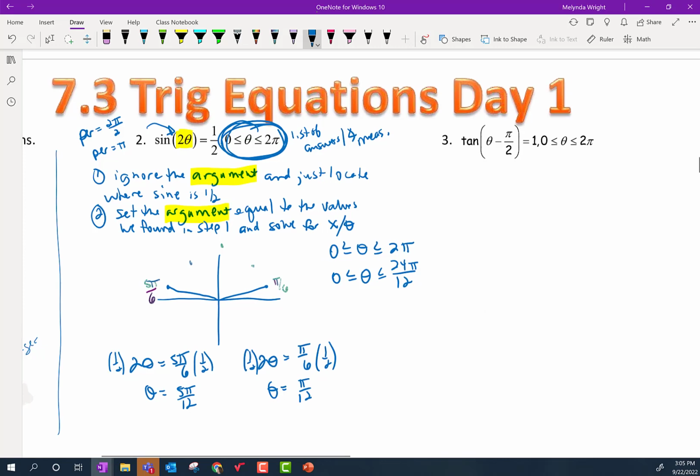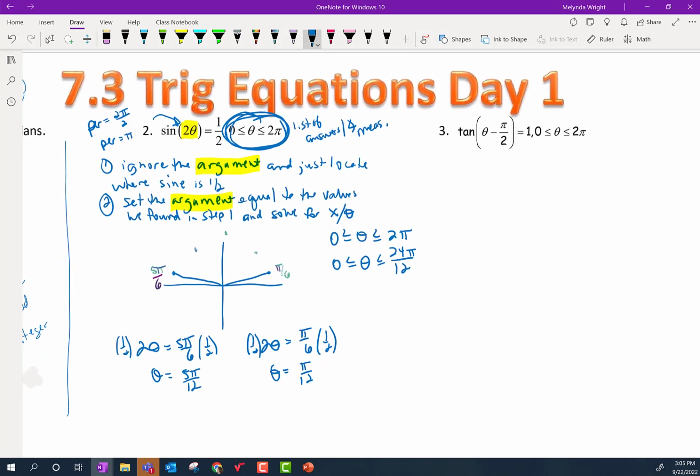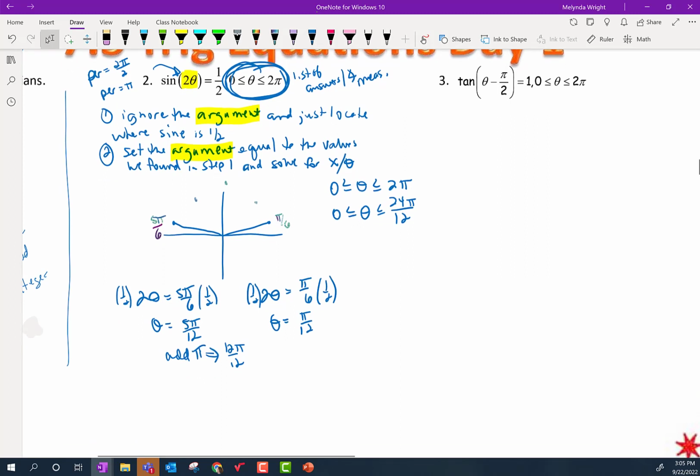All right, so let's see, I need to add pi. So I want to add pi, which is 12 pi over 12, and see what I get. Okay, I'm going to add pi. So 5 pi over 12 plus 12 pi over 12. What does that give me? 5 pi over 12 plus 12 pi over 12 gives me 17 pi over 12.